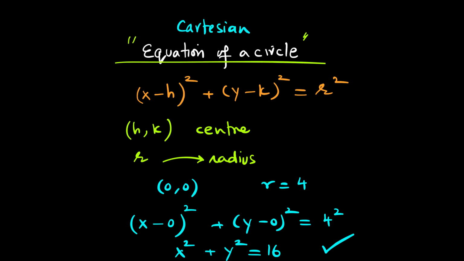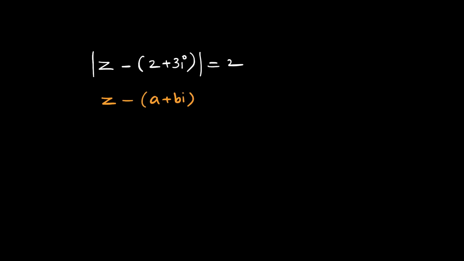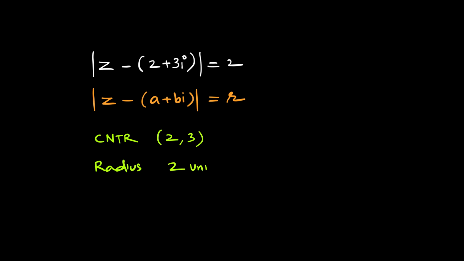Now let's try some more questions. Something like modulus of z minus 2 plus 3i equals 2. Always compare coefficients with modulus of z minus (a plus bi) equals r. Let's start the process of comparing coefficients. a equals 2, b equals 3, r equals 2. Therefore, the center of the circle is (2, 3) and the radius of the circle is 2 units.